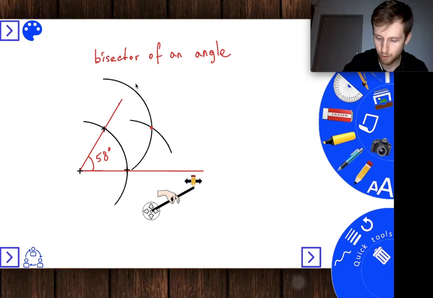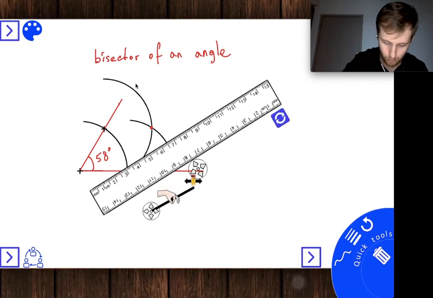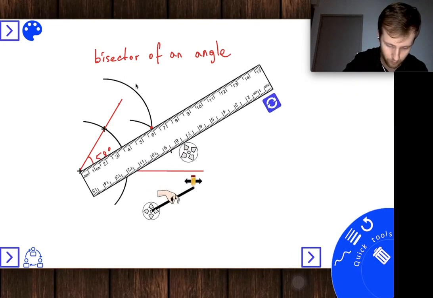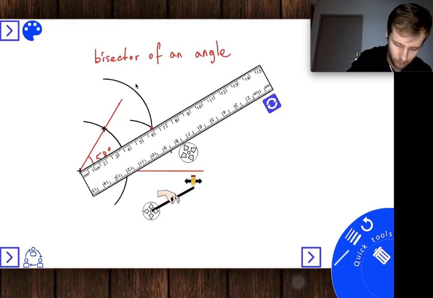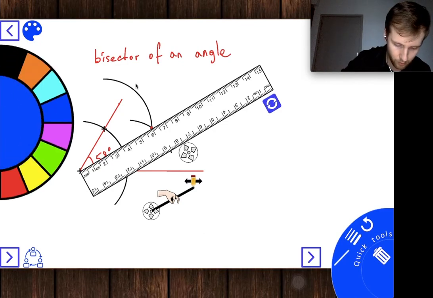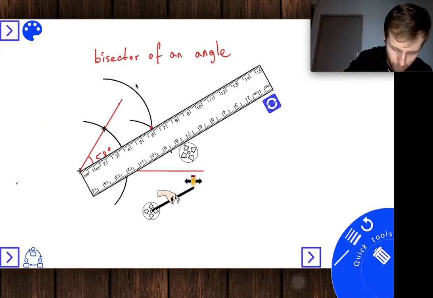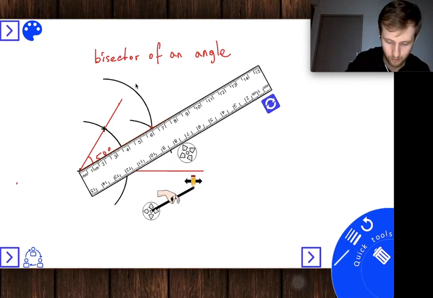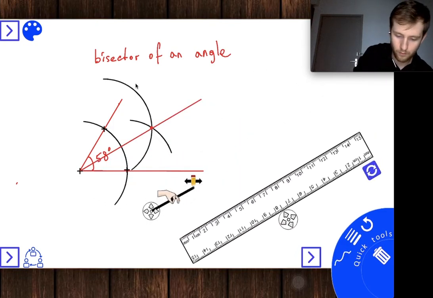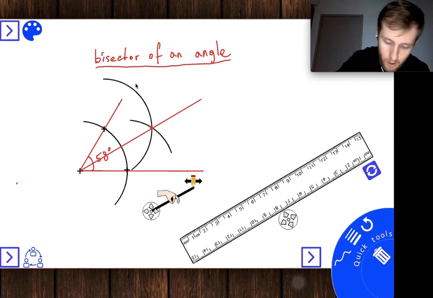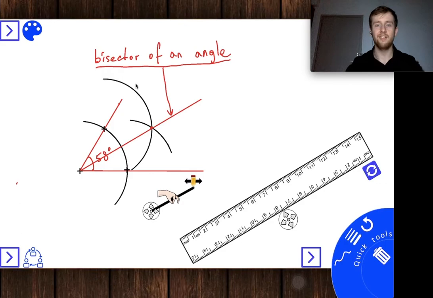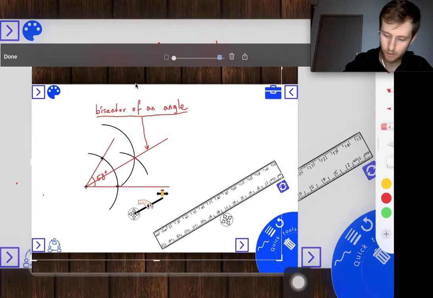And if we draw a line through this point, like this, this line is going to be our bisector. This is the bisector of an angle. All right, that was question 7.